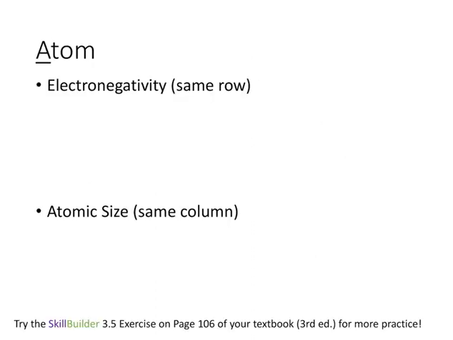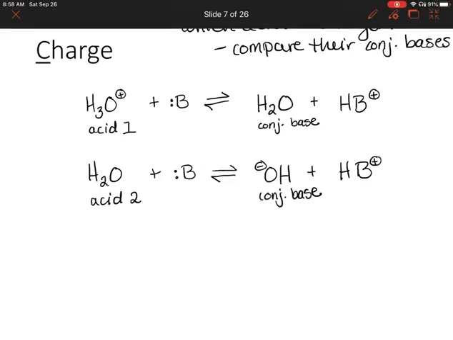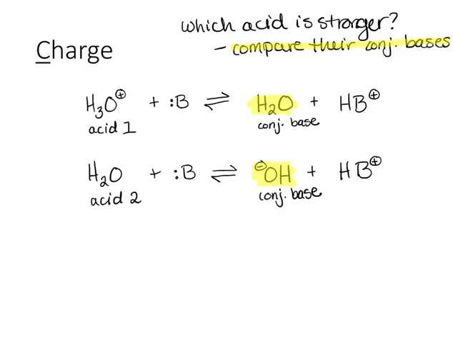All right, so again, remember we are comparing water, which is the conjugate base of our first acid, with hydroxide, which is the conjugate base of our second acid. So that's what we're comparing. Okay, so now the question is, which conjugate base is more stable?